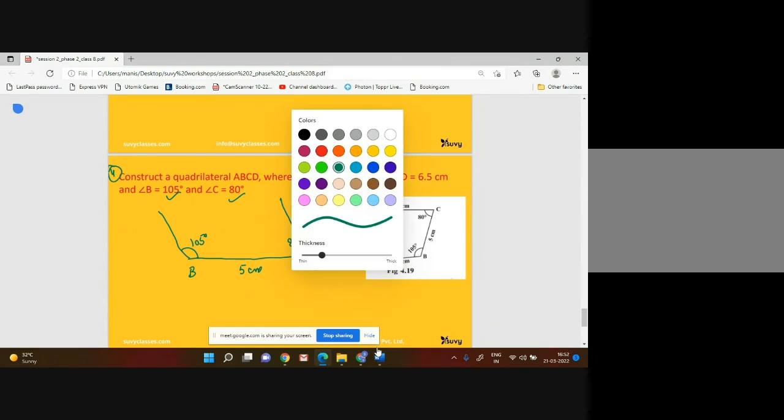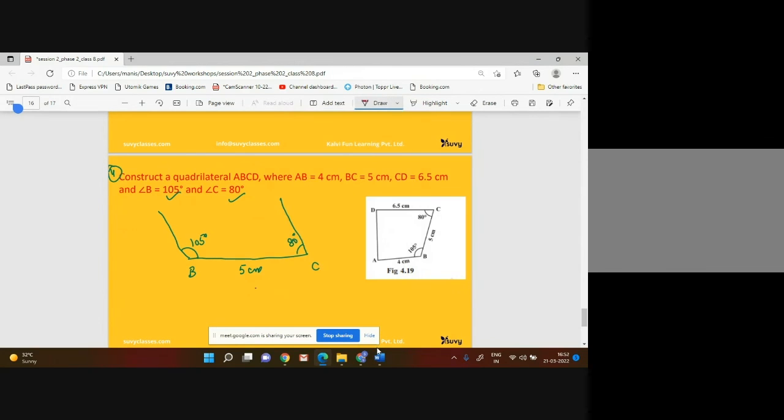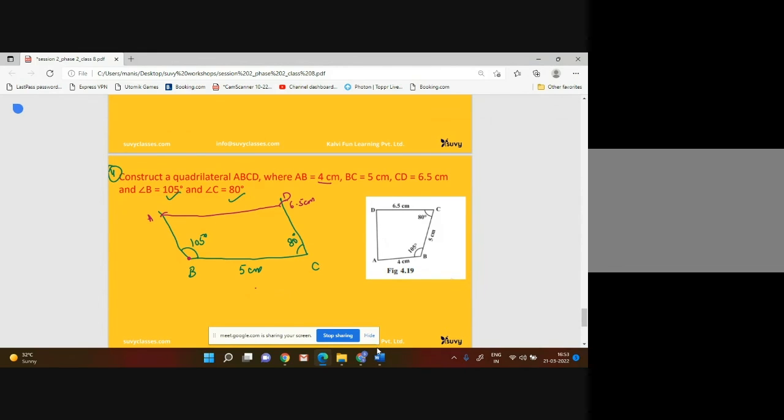Drawing AB. So, ma'am, we have to make AB equal to 4 cm. From B, you will make an arc of 4 centimeter. Cut this line. This point will be A. From C, just make an arc of 6.5 centimeter. And this point will be D. Just join AD. This will be your quadrilateral. Okay, ma'am. I am making an arc of 4 cm. Yes. From B and cut the extended line of angle 105 degree.